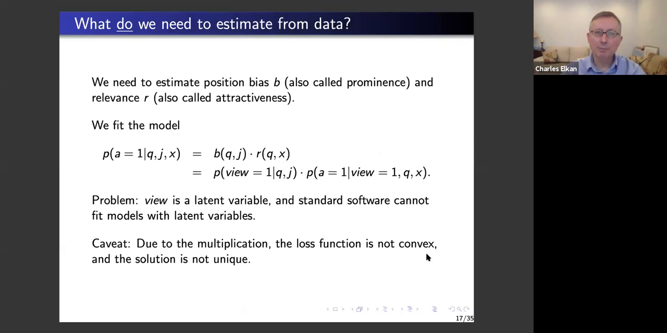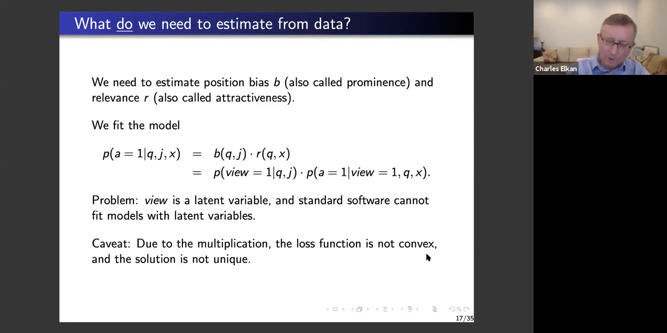So what do we need to estimate from data? Well, we need to estimate the position bias, the B function. We don't directly need to estimate the relevance, but it's going to be useful to do that. So this is a model that we need to fit to data. We have data of a result X, a position J, a query Q, and then whether or not there was an action A. This is like the data that we might use for logistic regression. It's the most standard type of supervised machine learning problem, just learning a binary probability function.